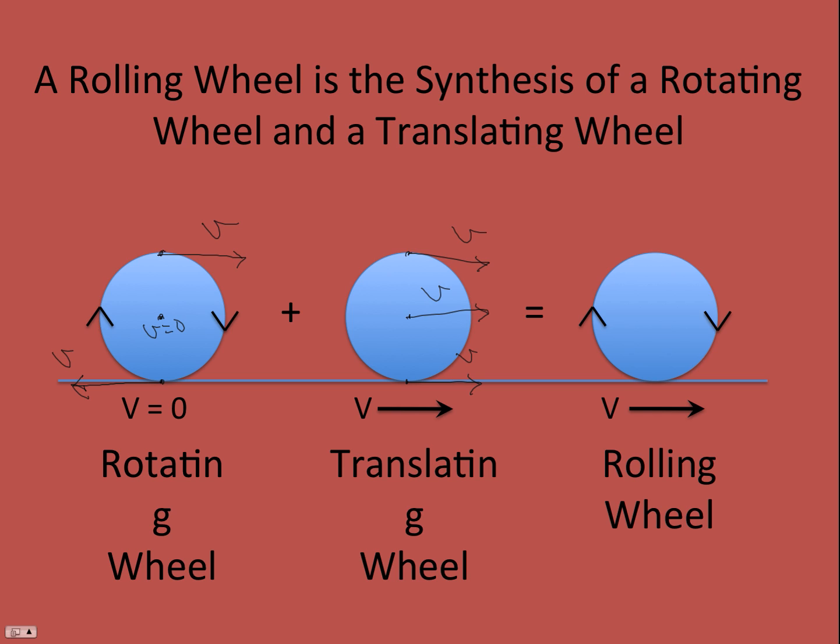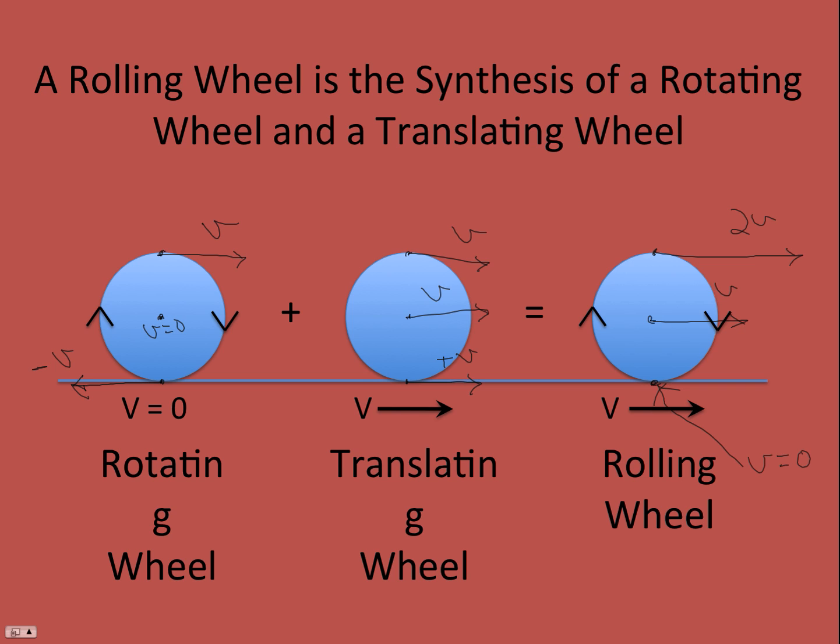And then this is the vector sum. So I add these two together. What do I get? 2v. I add these together, I get v. And I add these together, that's negative v, positive v, 0. And so the bottom is not moving at all. So the point in contact with the surface of a rolling object has 0 velocity.